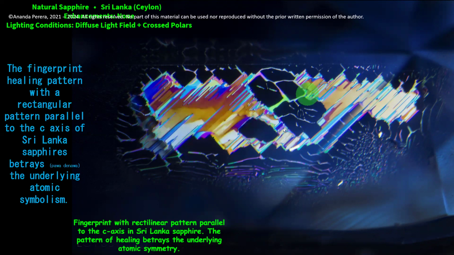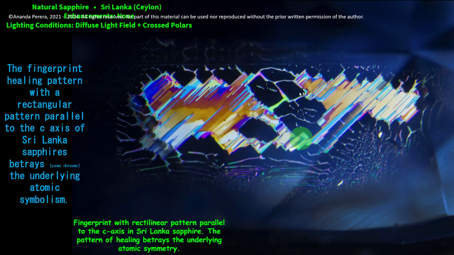In this healing pattern, a rectangular pattern is there. All the shapes you can see here are rectangular, because of the C-axis of the stone. I will show the stone's C-axis here. This direction is the C-axis. These patterns are parallel to the C-axis.